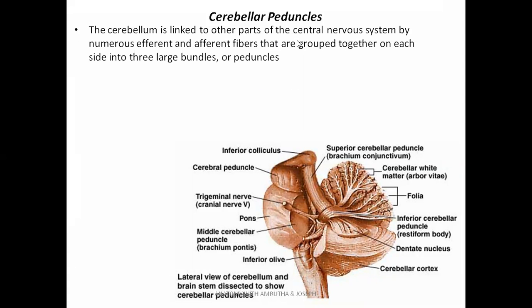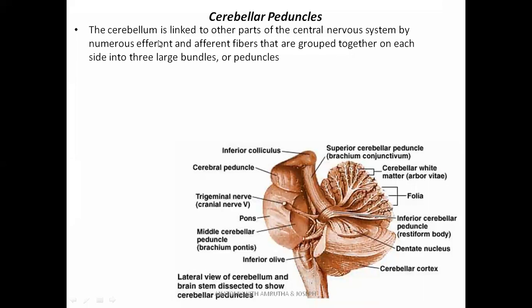The cerebellum is linked to other parts of the central nervous system by numerous efferent and afferent fibers. Now in these cerebellar peduncles, you can see the fibers. These fibers can be going from the cerebellum or coming into the cerebellum. So this can be termed as afferent and efferent. Whichever fibers are coming into the cerebellum are called afferent fibers. Whichever fibers are leaving the cerebellum are called efferent fibers. Efferent means E, afferent A. So afferent means coming to the cerebellum. Efferent means going from the cerebellum. This is what you can see in the peduncles usually.